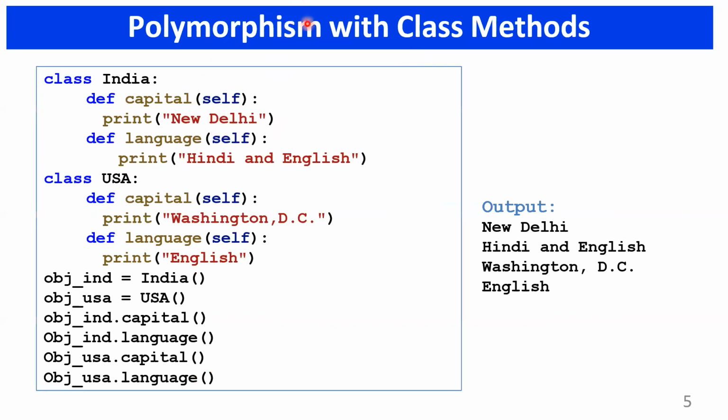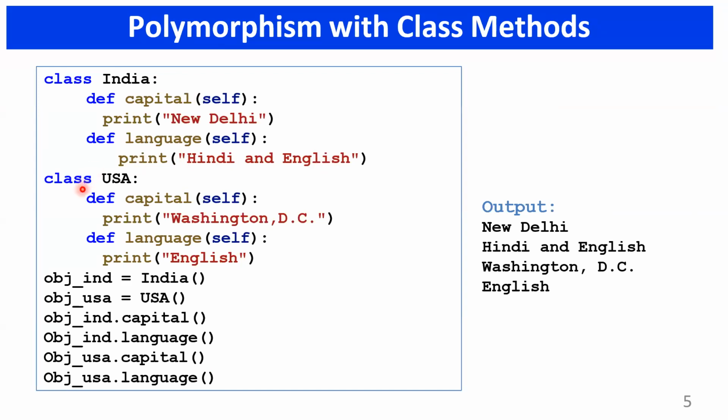Now let us look at another way of implementing polymorphism using class methods. Let us observe the definition of two classes here. Class India, where there are two methods, capital and language. The capital method is defined using def capital, self, print New Delhi. We are just printing the capital of the country. And there is another method, def language, where we are printing the language of the country. So print Hindi and English.